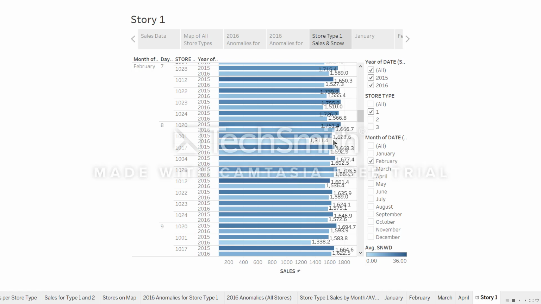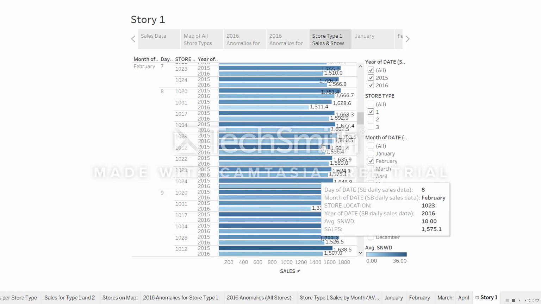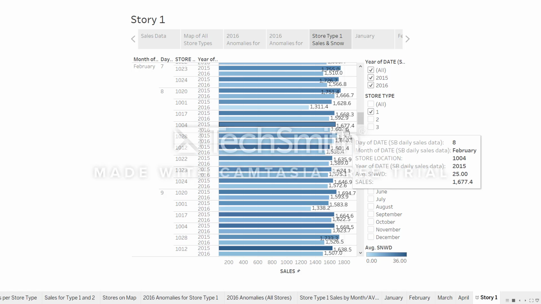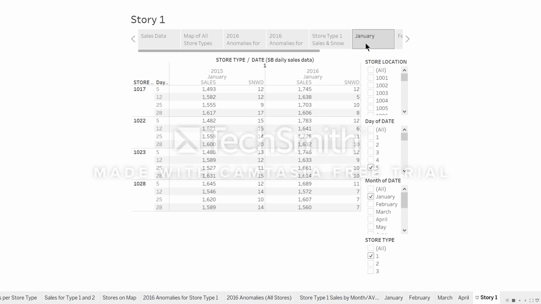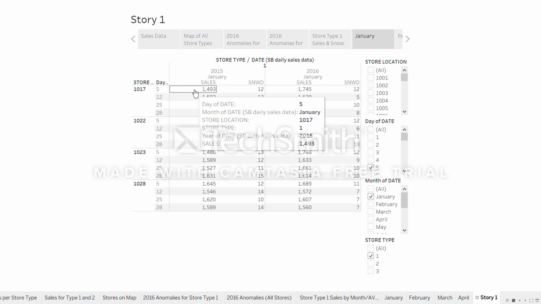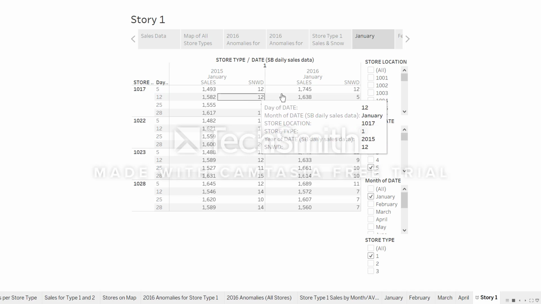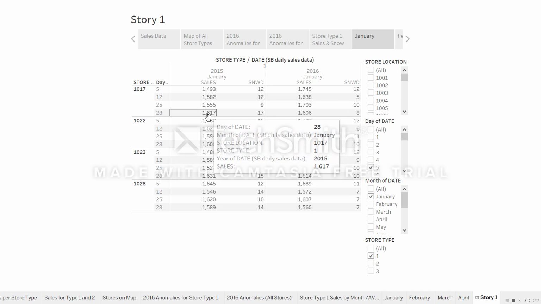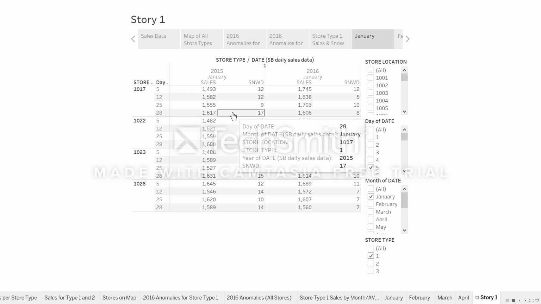Once we were able to pick this out, it helped us pick out specific dates where this was happening. And then we created a chart that shows the specific store types, what days they had, and the sales, so we were able to spot the differences and show the specific dates and the anomaly with the snow and the sales.